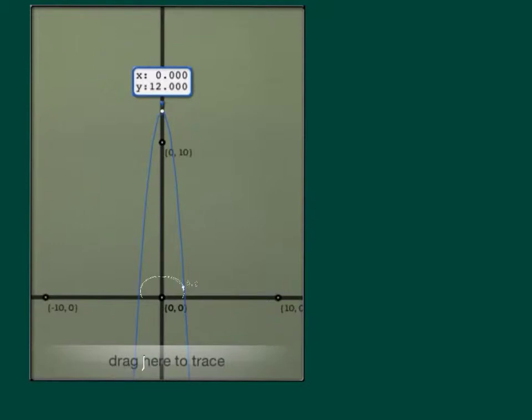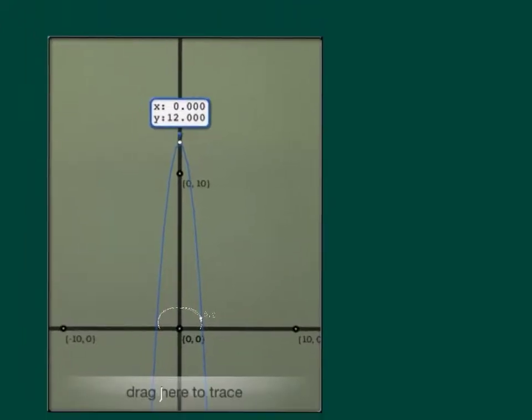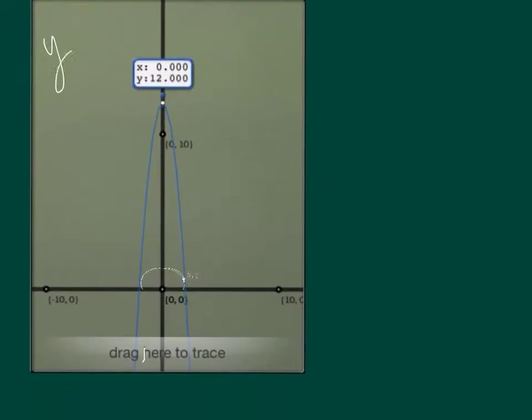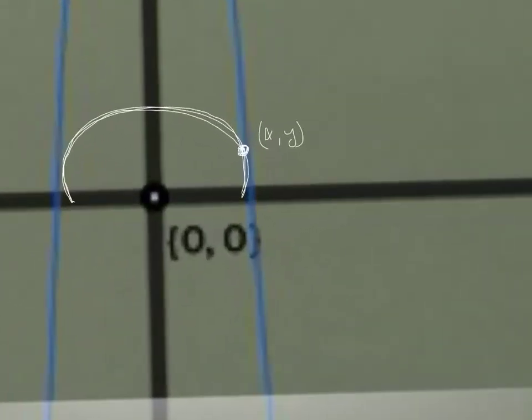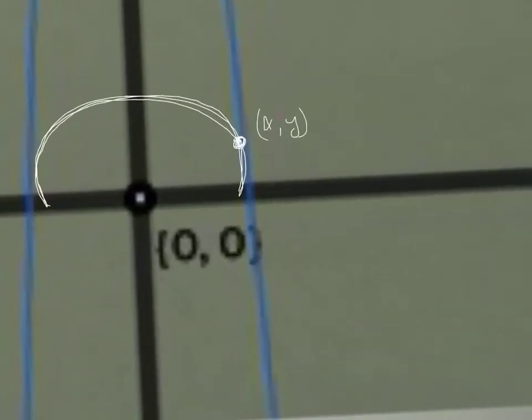All right. So today in class we're looking at this parabola, which is y is equal to 12 minus 3x squared, and a semicircle which is inscribed in it. Now, when we do this, we have a point where the semicircle is going to meet the parabola. That point is going to be (x, y).